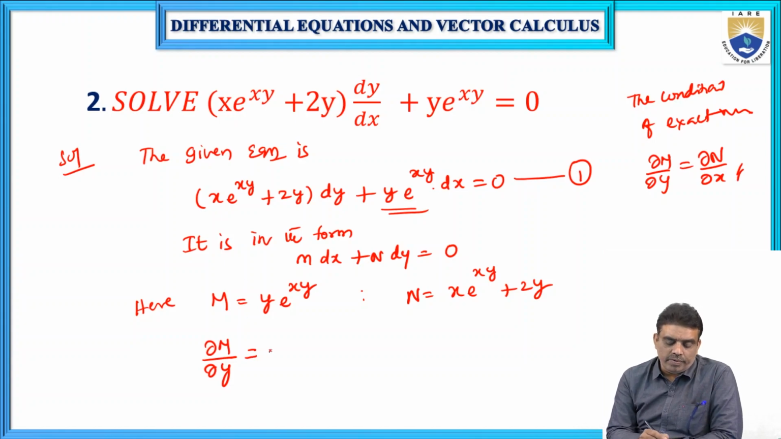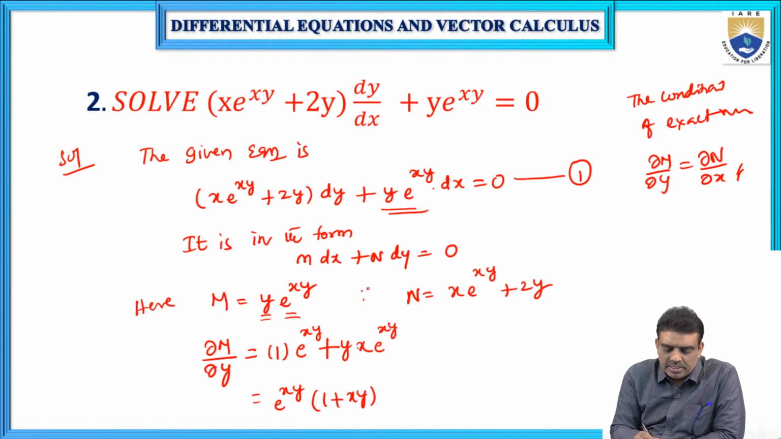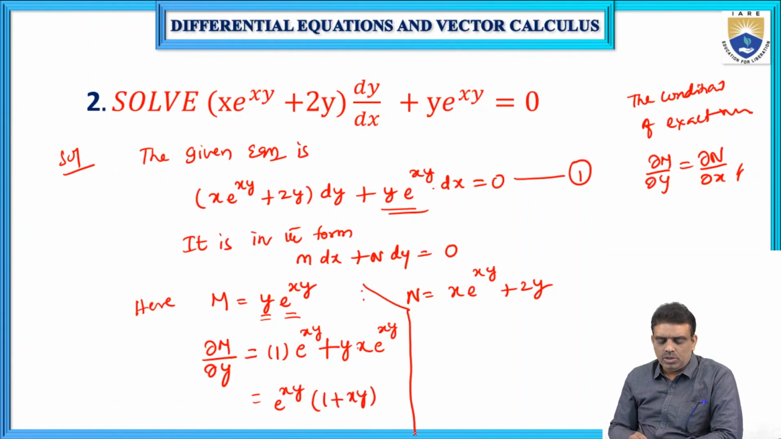What is dou m by dou y? The partial derivative of m with respect to y. This is already y, and this also contains y. You have to apply the UV method. Differentiating y, you get 1 into e power xy treated as a fixed term, plus y into the derivative of e power xy, which is e power xy into x. Or I can write it as e power xy into 1 plus xy. That is dou m by dou y.